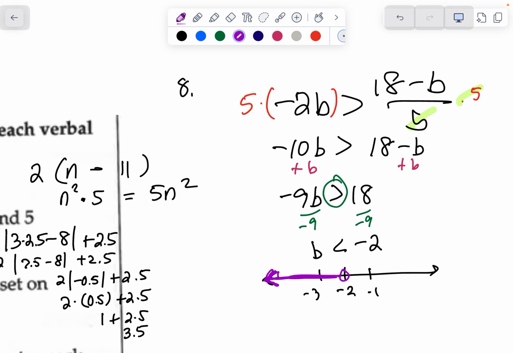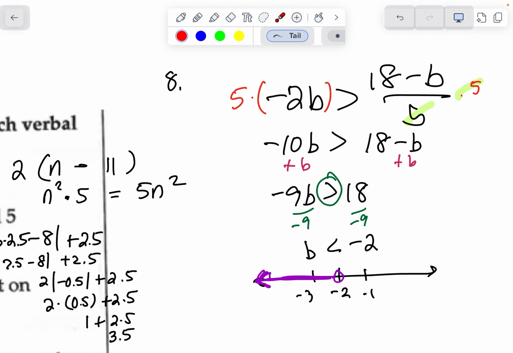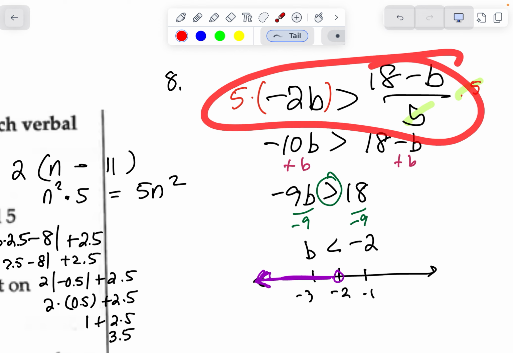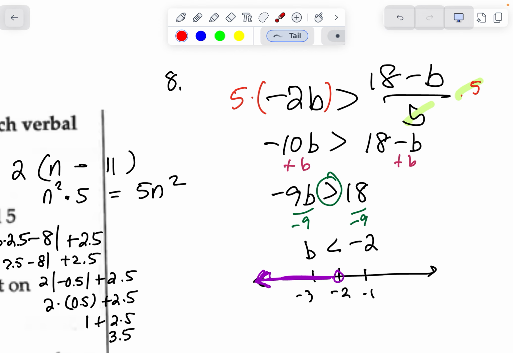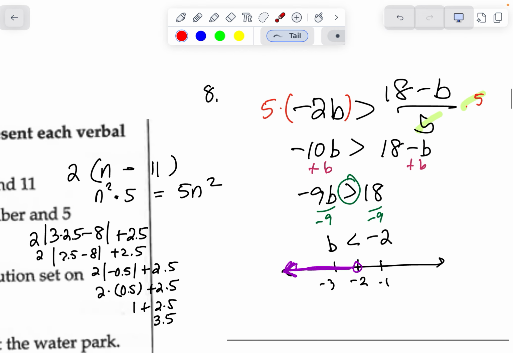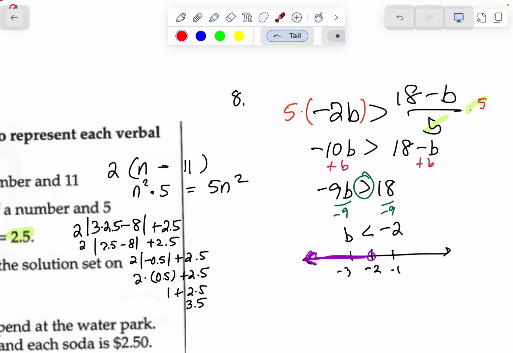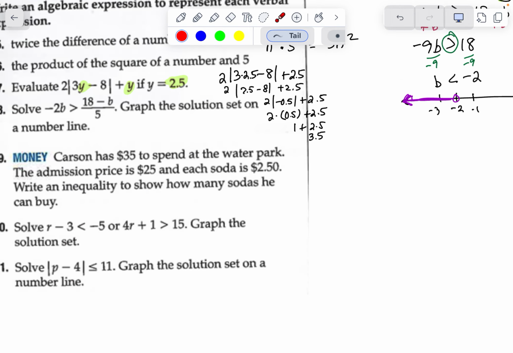You can check these pretty quickly. If you pick a nice number like -3, and you put -3 into the original version, it should make a true statement. Everybody good with number 8? Everybody have number 8 copied down? Okay. Next, number 9.